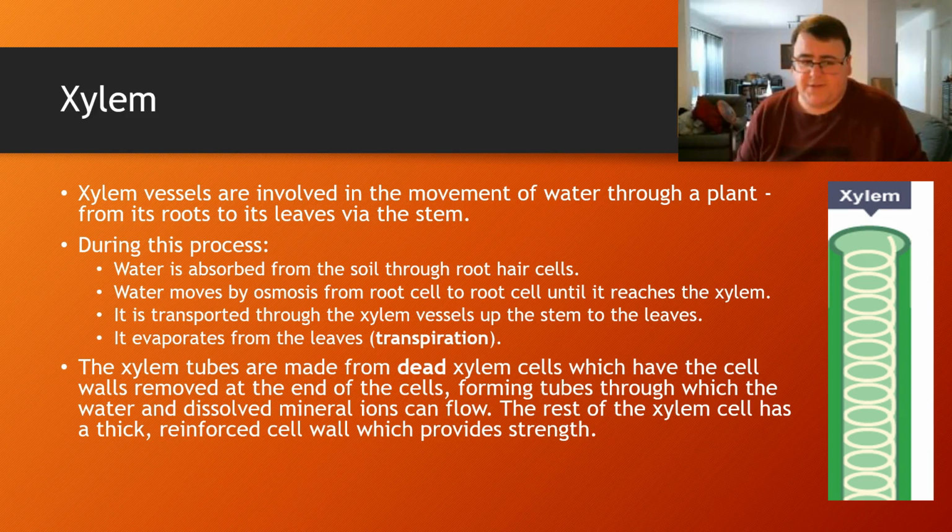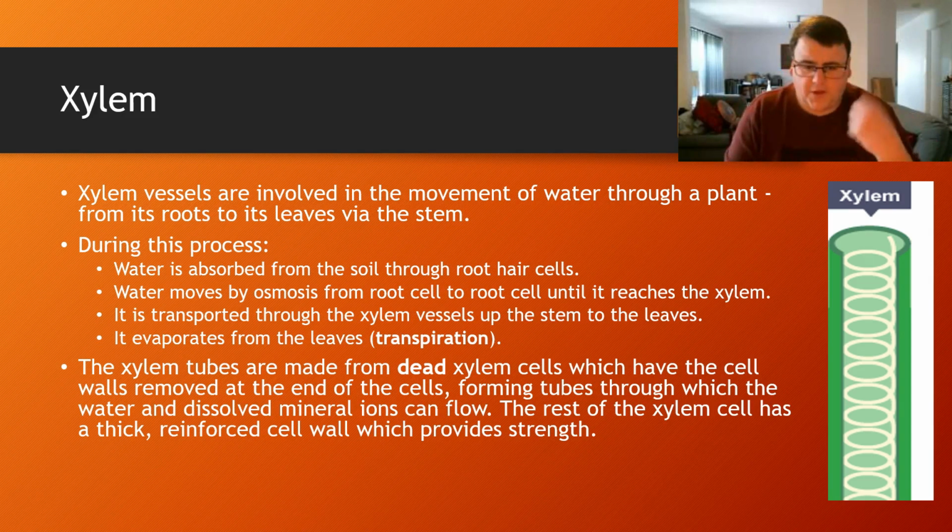So xylems are vessels that are involved in the movement of water through a plant from the roots to the leaves via the stem. When that occurs, water is absorbed from the soil through root hair cells. It moves by osmosis from the root cell to the root cell until it reaches the xylem.